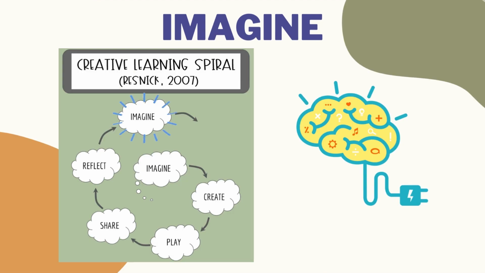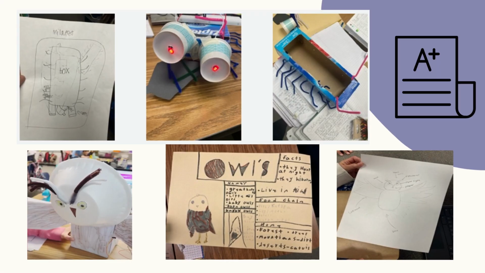Due to time constraints, students did not have the opportunity to revise their designs based off of the feedback given by the STEM Club members. The teacher did discuss with students that in the creative learning spiral, there is sometimes another imagine process where the feedback is taken, the design is improved, and possibly retested again.